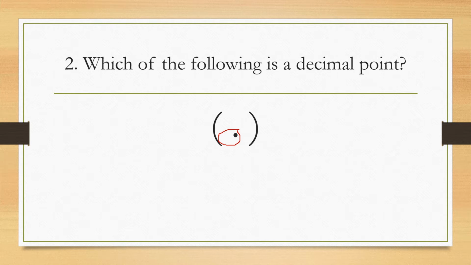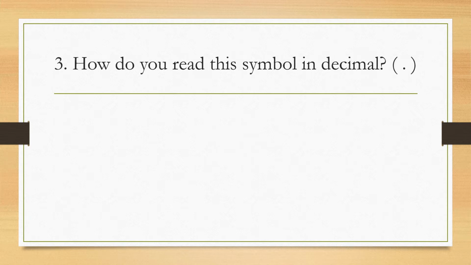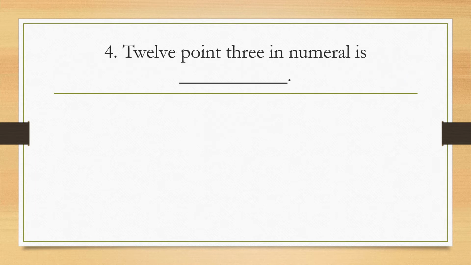Okay, and number three, how do you read this symbol in decimal? A while ago I said this is a small dot, but if we're going to read this one, it is being read as point. Okay, so point. Number four, 12.3 in numeral is blank.